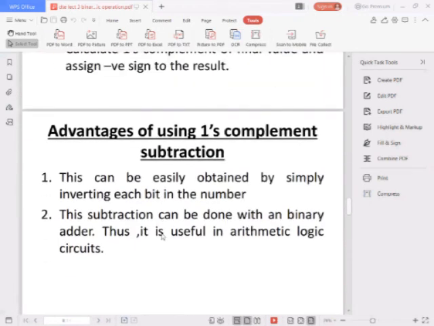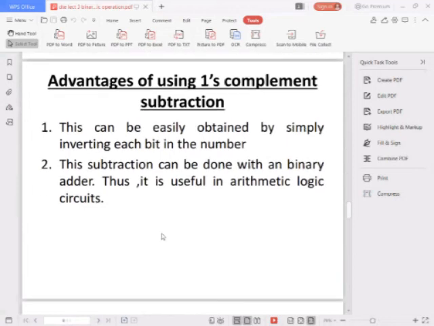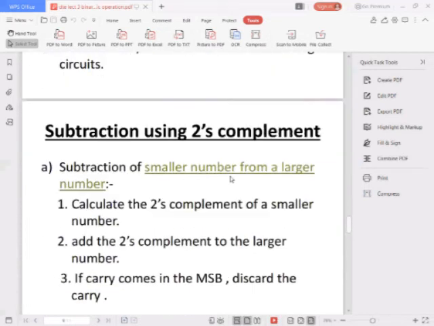Then the advantages of using 1's complement subtraction. The first advantage is that this can be easily obtained by simply inverting each bit in the numbers. And the second advantage is that this subtraction can be done with a binary adder, thus it is useful in an arithmetic logic circuit.